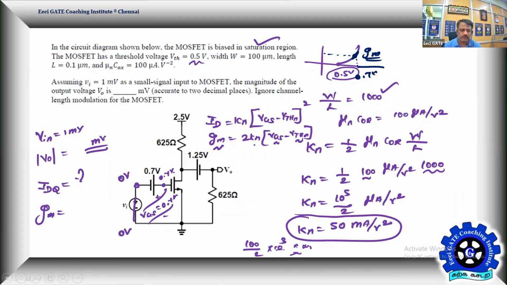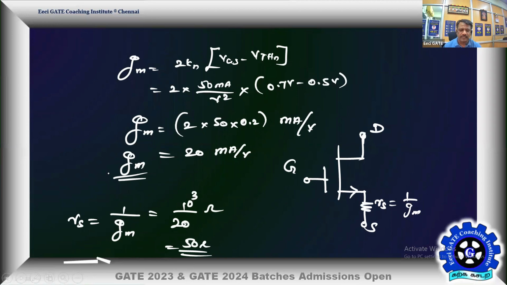So switch off the DC sources. Okay, so we need not play with that 2.5 volt battery. We need not play with that 1.25 because they are influencing only the DC conditions. Switch off all the DC sources. Let us begin AC analysis. So 0.7 is made 0, 1.25 volt is made 0, 2.5 also made 0. Okay. So then the equivalent circuit will be this.